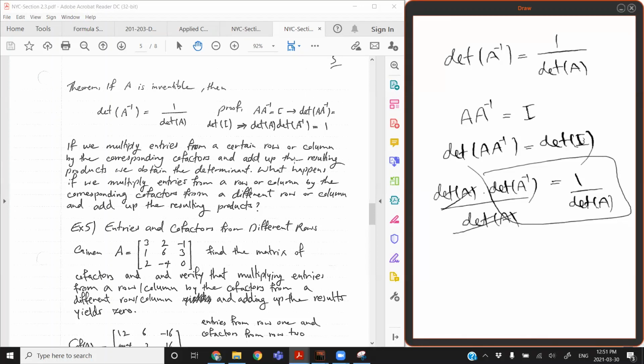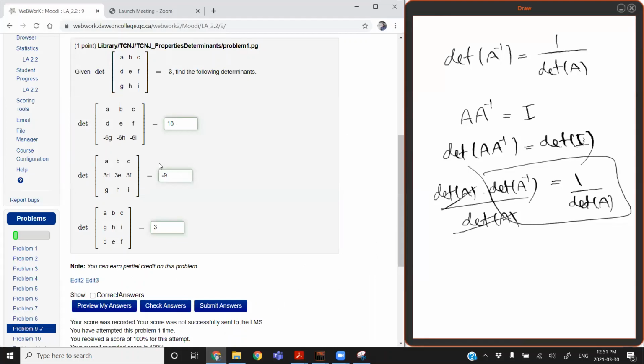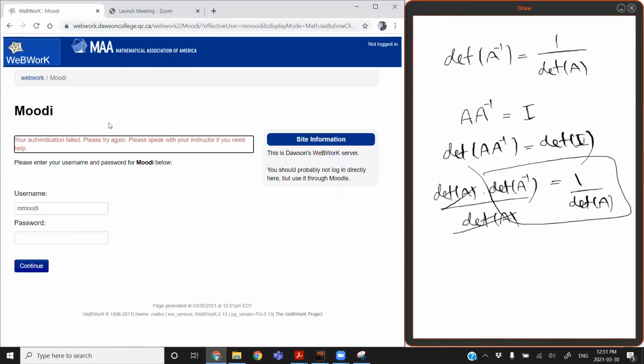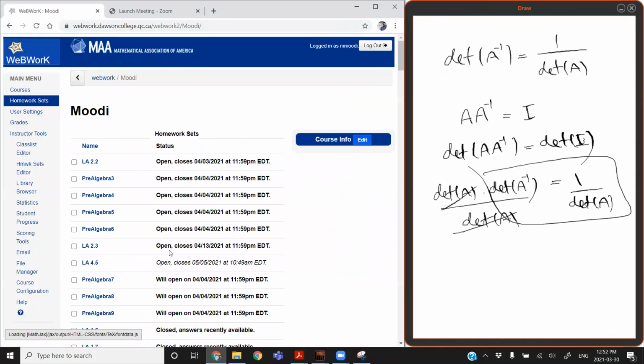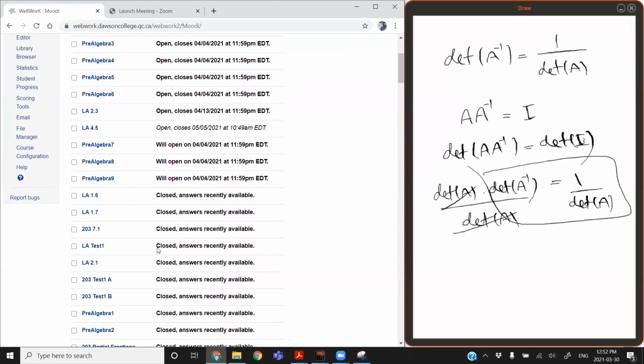Next, we're going to see what happens if we multiply entries from one row and cofactors from a different row. So for this, I can probably use one of the problems that we had in the test to make my point.